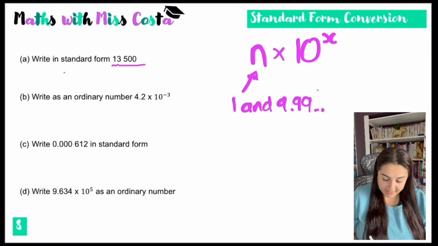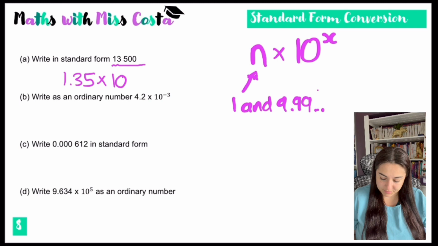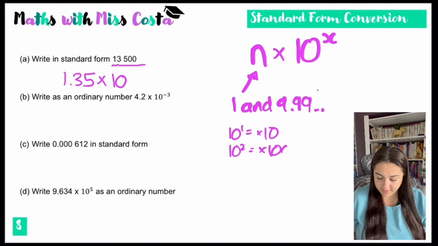13,500, I would write that as 1.35 as a number between 1 and 9.9, and then times by 10 to the power of something. So if you get stuck in the exam, it might be helpful to just be like, okay, 10 to the power of 1, I know is timesing by 10. 10 squared is timesing by 100. 10 cubed is timesing by 1,000. 10 to the power of 4 is timesing by 10,000.